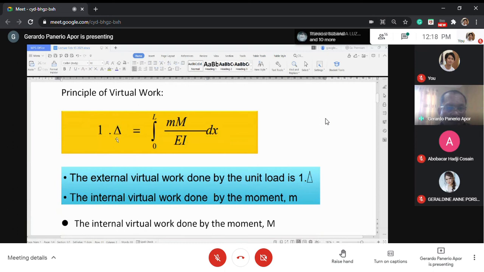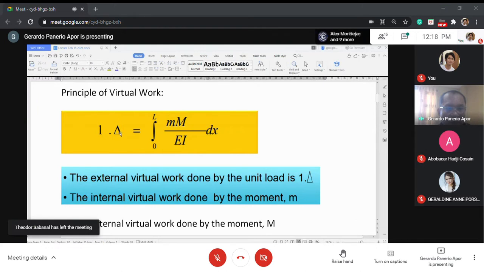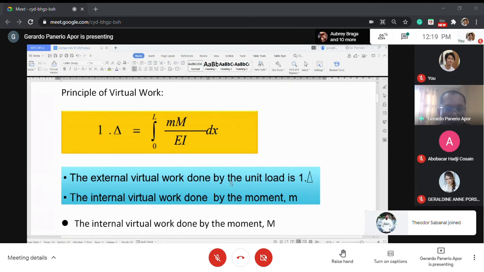This is the point, the depiction at the point you are going to determine. So that is also where you are going to apply the load. Then if you multiply displacement and that unit load, it becomes the external virtual work. So that is the external virtual work on the other side.